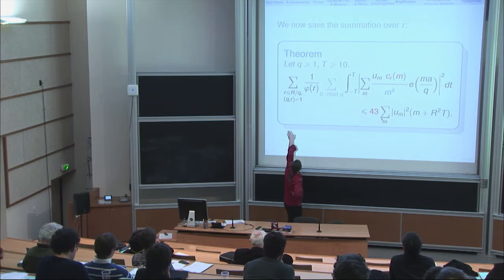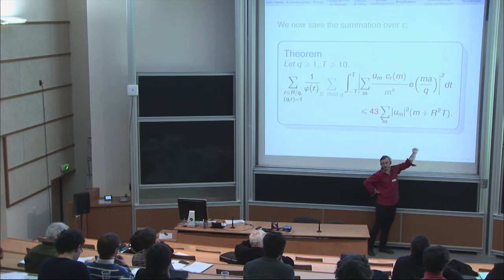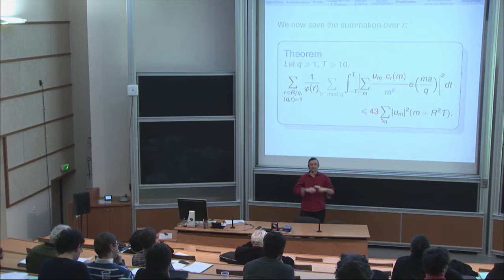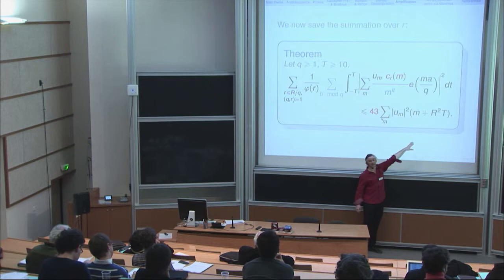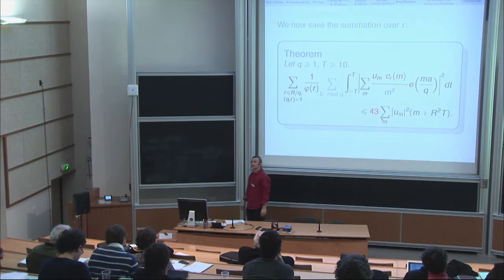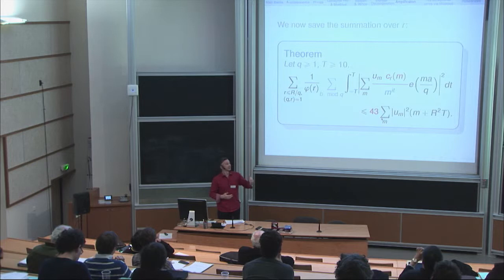So you see, you have your sum upon R, yes? And here you have m plus r squared t. M is as large as z, and r squared is much less than z. So m is dominant, and r squared disappears, which means that you've saved the summation upon r. And the summation upon r was of size log x. So you've lost log x by dyadic decomposition, and you've just saved log x by this result.